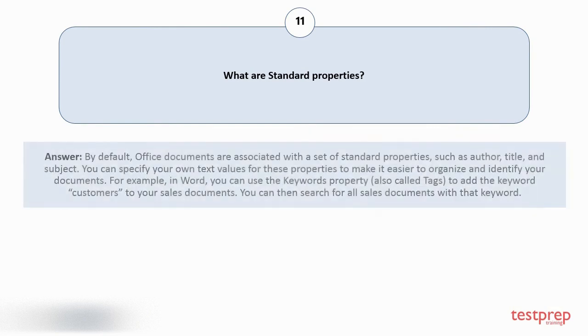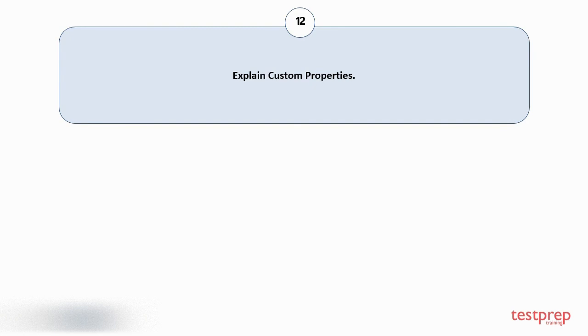Your answer is: by default, Office documents are associated with a set of standard properties, such as author, title, and subject. You can specify your own text values for these properties to make it easier to organize and identify your documents. For example, in Word, you can use the keywords property, also called tags, to add the keyword customers to your sales documents. You can then search for all sales documents with that keyword. Question number 12, explain custom properties.